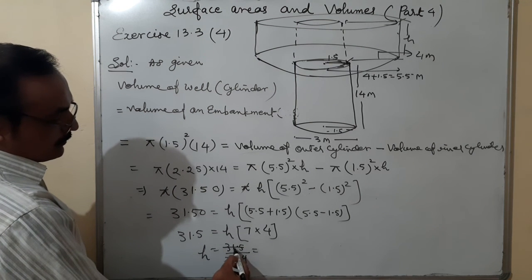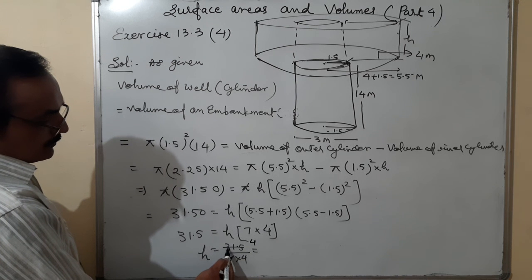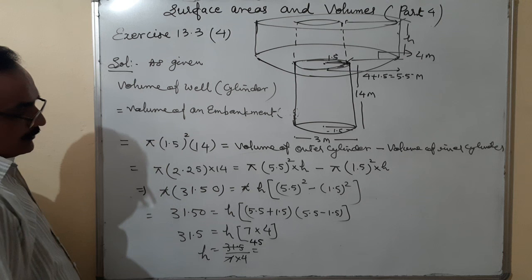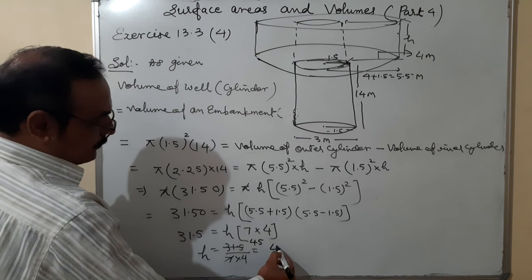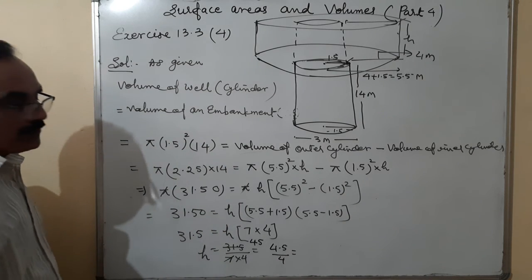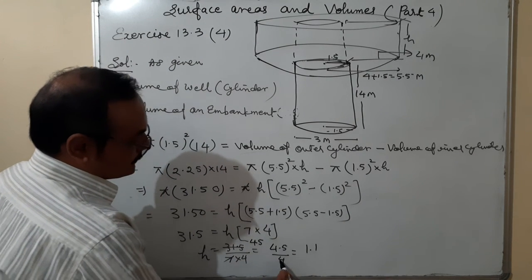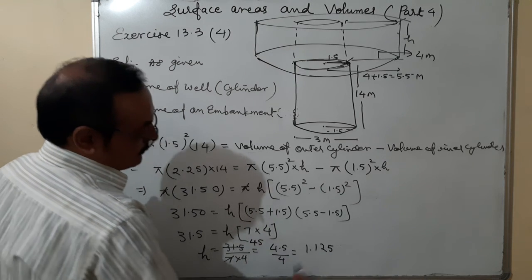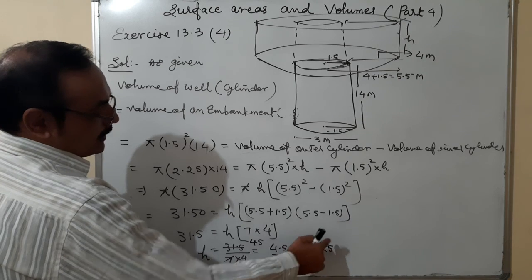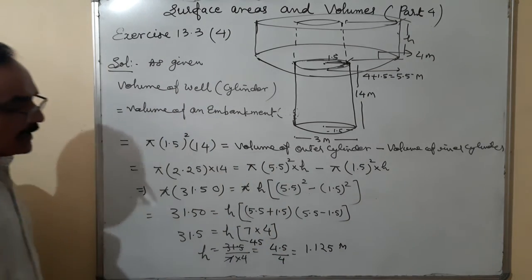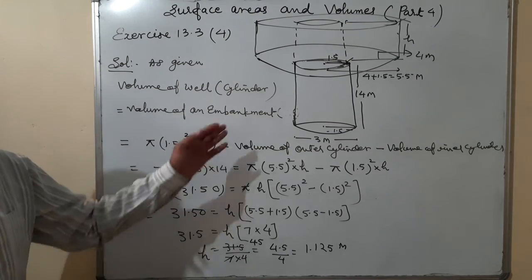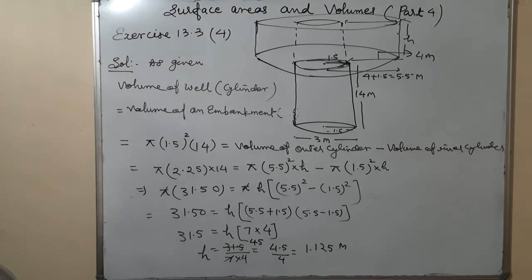7 times 3 is 21, 7 times 4 is 28, 7 times 5 is 35. It is coming 4.5 upon 4. And when we divide 4.5 by 4, the result is coming 1.125. So the height of the embankment is equal to 1.125. Okay, so that is a very interesting and important question.